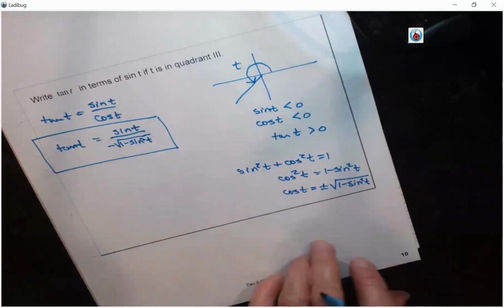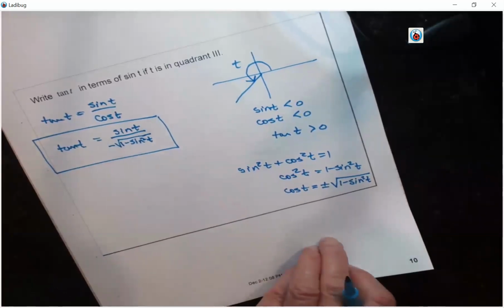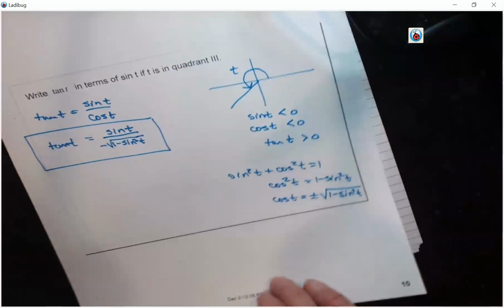So this is kind of a think problem. You have to sort that out. Why do I need that negative sign there?